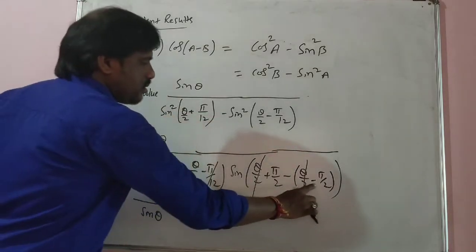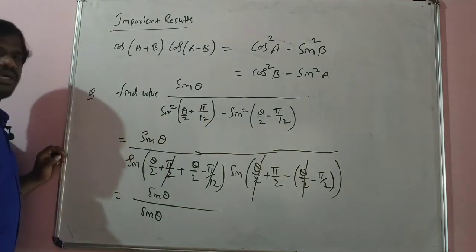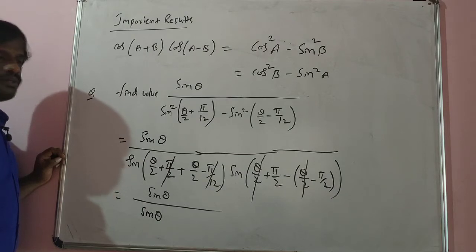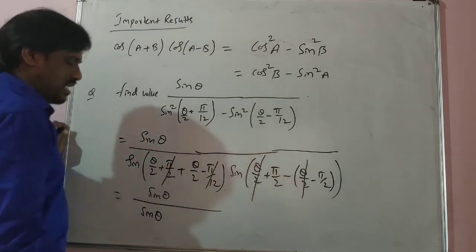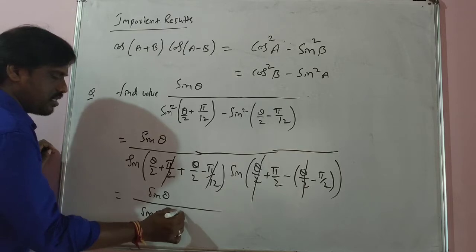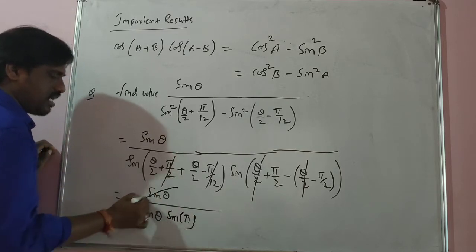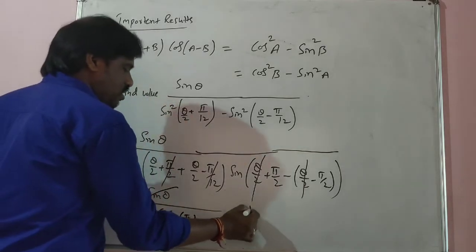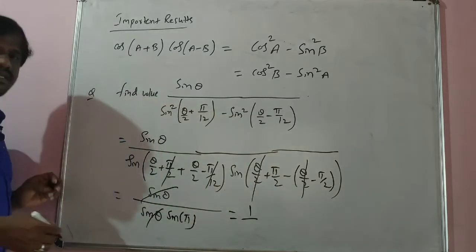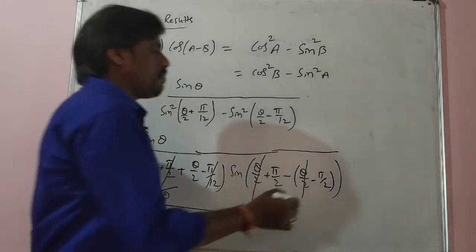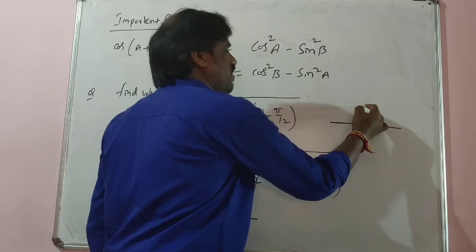And here minus into minus plus, so I get pi by 2 plus pi by 2, I am going to get pi, sin pi I am going to get, correct? So here sin theta gets cancelled. 1 upon sin pi is minus 1, right? Sin pi is how much? Pi, if you want to know, here this is the value.